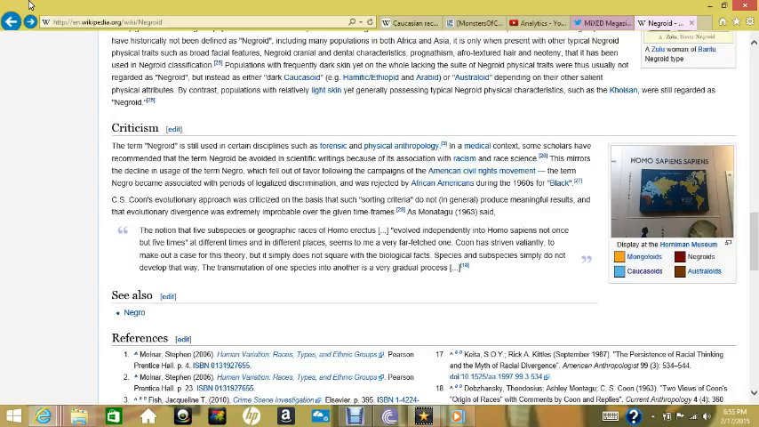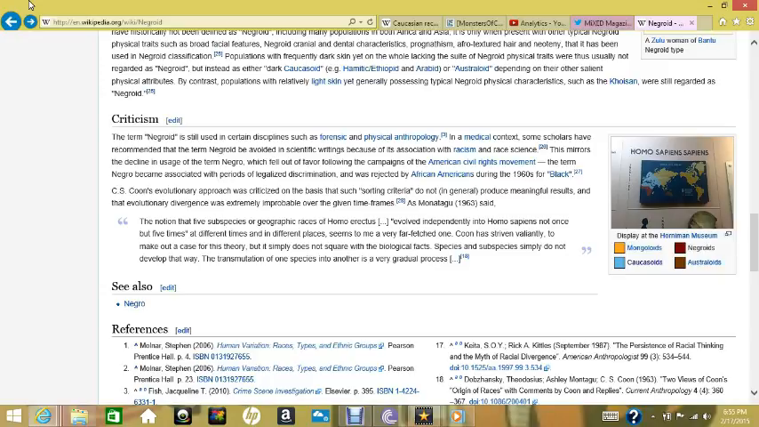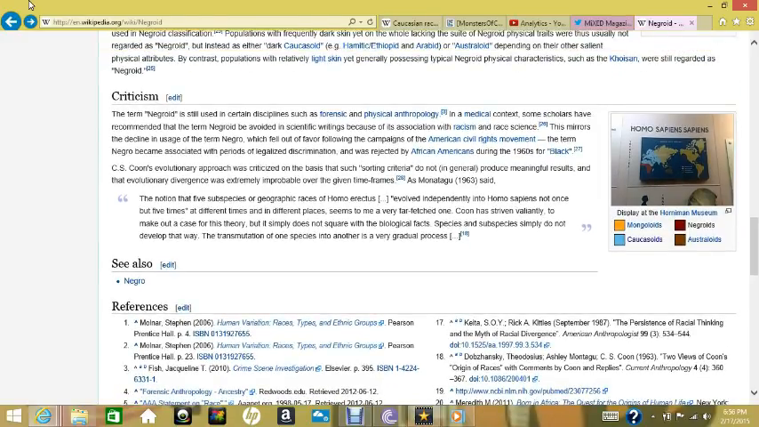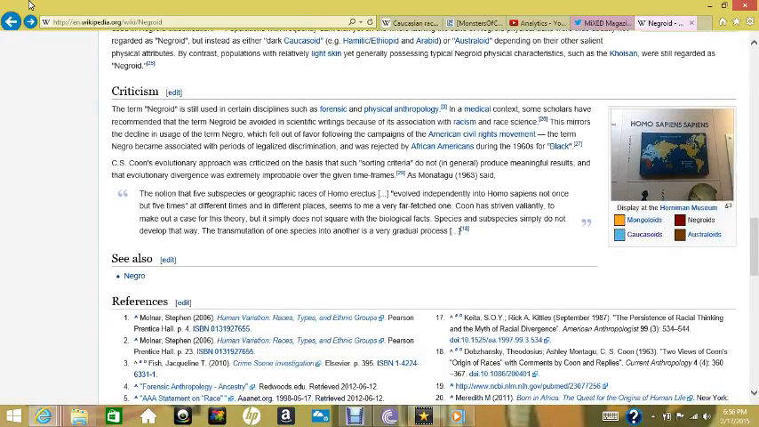Yet the whole lack of the physical traits of the Negro are usually not rescored as Negroid, but instead as either dark Caucasian, e.g., Hamitic, Ethiopian, or an Australoid, and depends on their settlement and physical attitude. Populations that were readily light skinned, yet generally possessed by birth type and Negroid physical character as much as still remain as the Negroid.